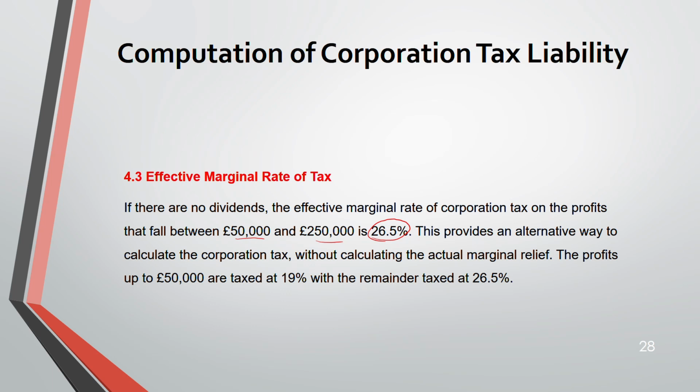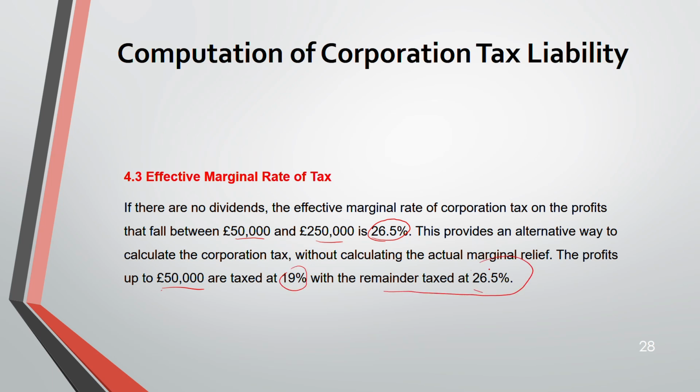This provides an alternative way to calculate the corporation tax without calculating the actual marginal relief. Why are they giving you 26.5%? They are saying rather than calculating that tax on the main rate and deducting marginal relief, just calculate the actual marginal relief based on this percentage. So the profits up to 50,000 will be taxed at 19%, and the remainder will be taxed at 26.5%.